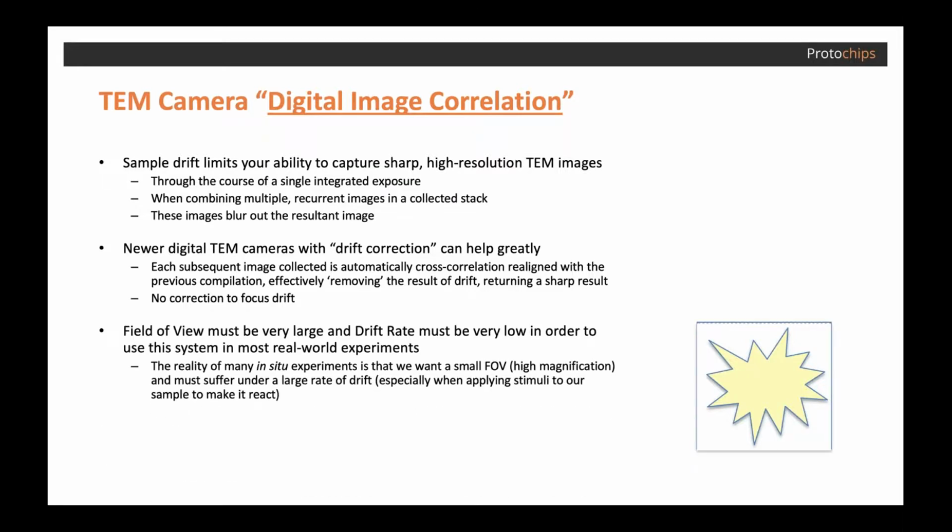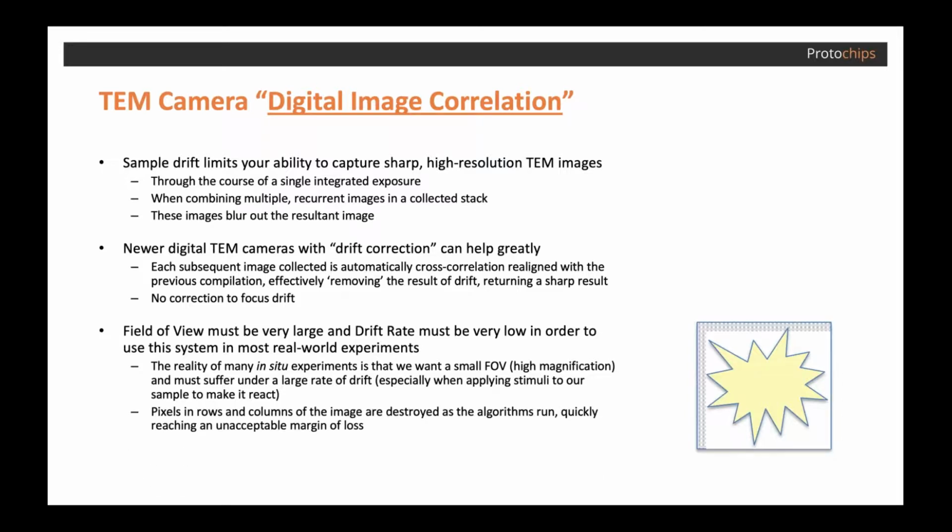A further problem is that this is only effective under limited circumstances, where the field of view you chose is larger and the rate of drift has to be low. As the sample misalignment is removed from each image, significant portions of the field of view can be lost as the corrections are applied because the digital pixels are overwritten with incoherent information. So depending on the magnification you've chosen and the rate of drift, you may have little or no time to capture your image before the area of interest is cut off or lost.